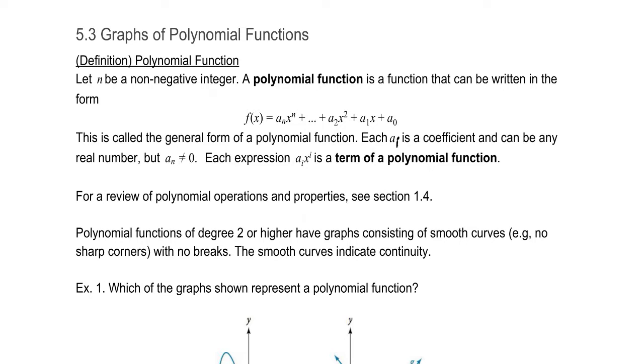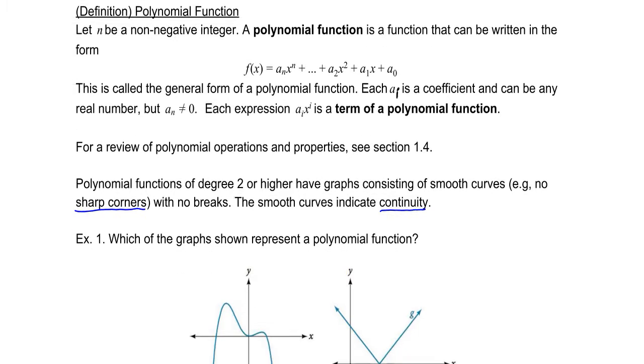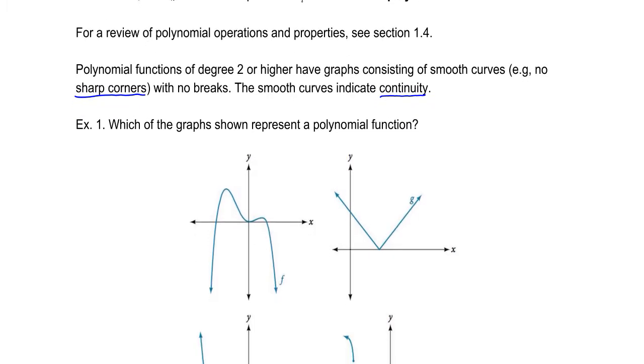Okay, the big two characteristics of polynomial functions are the continuity that comes from them being smooth and not having sharp corners. That's what smooth actually means. No sharp corners and continuous. So we want to use that description to look at each of these.